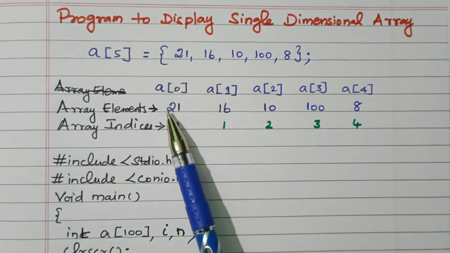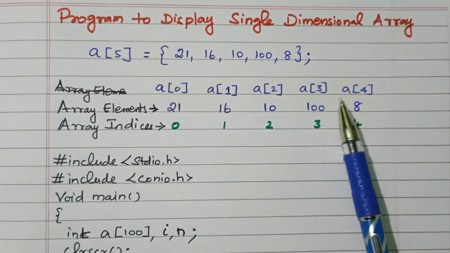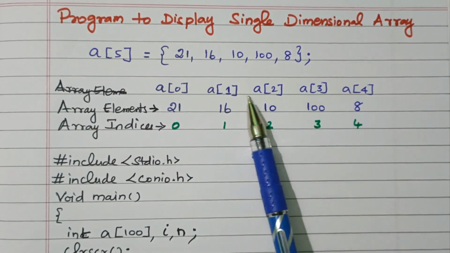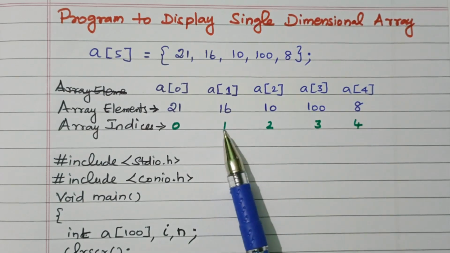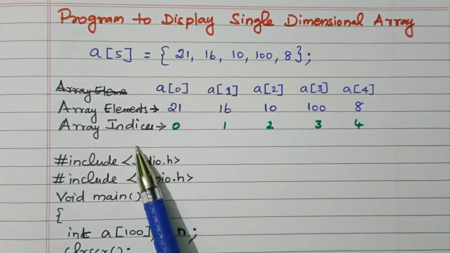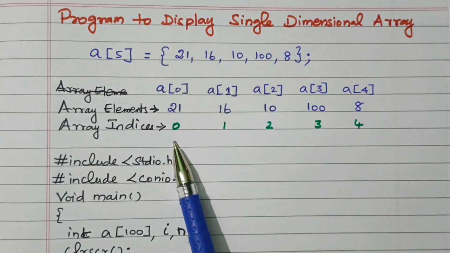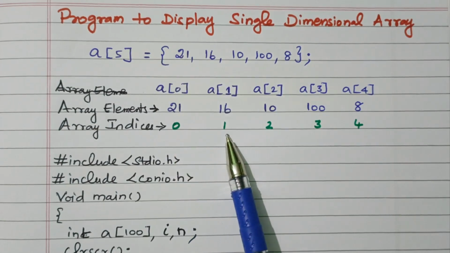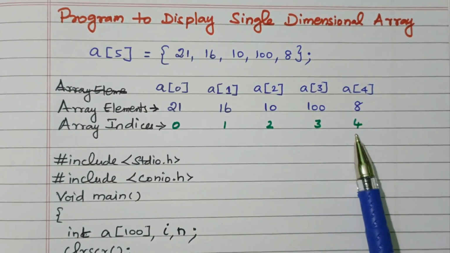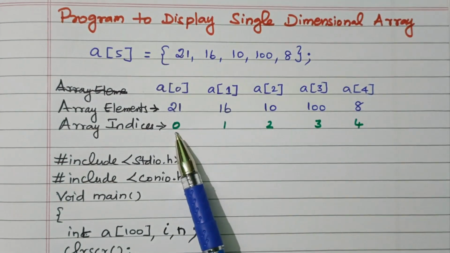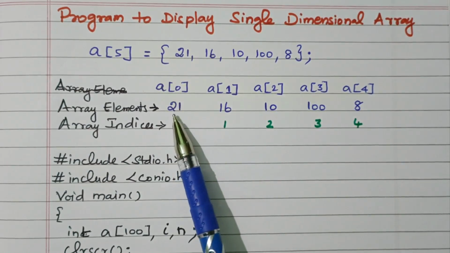How are these elements stored? They are stored in A of 0, A of 1, A of 2, A of 3, A of 4. All of these have the same name, but the 0, 1, 2 varies. So this 0, 1, 2, 3 is nothing but the array indices. By using the array indices, we can differentiate the variable name. A of 0 means the first element, A of 1 the second element, A of 2 the third element, A of 3 the fourth element, A of 4 the fifth element. It starts from 0, so it goes up to 4. So totally 5 elements.